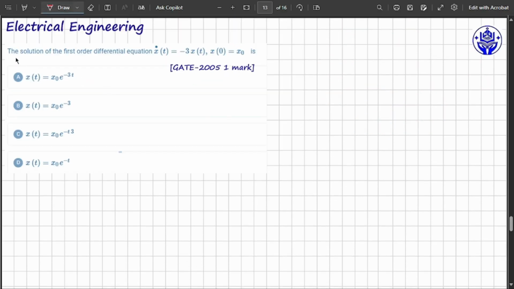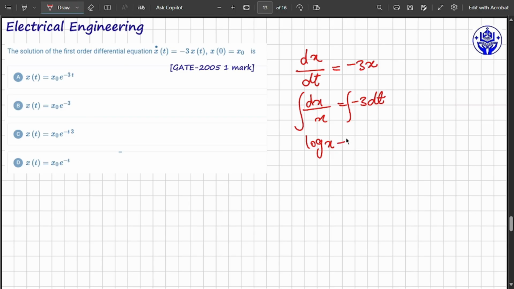So this is the solution of the first order differential equation. It is simple: dx by dt equals minus 3x. Then we can write dx over x equals minus 3 dt. Then the integration is log of x minus the constant, which I can write as log of x by c equals minus 3t. Then x equals c e to the power of minus 3t.